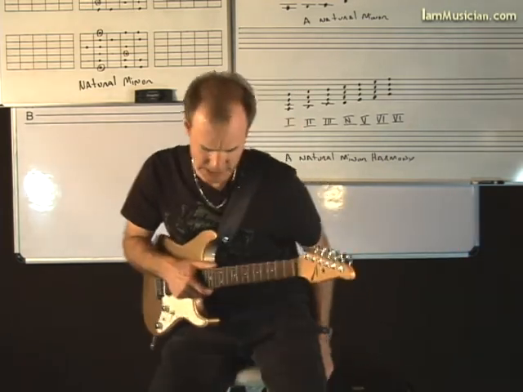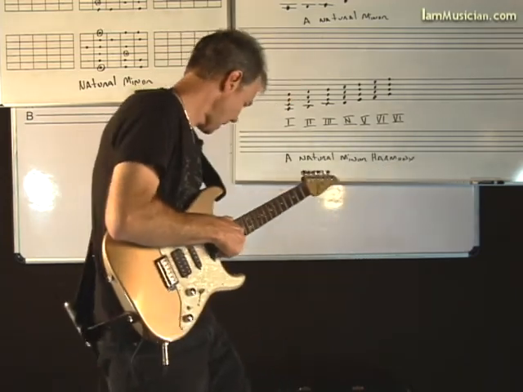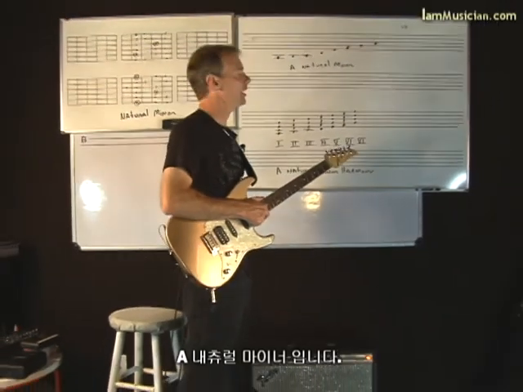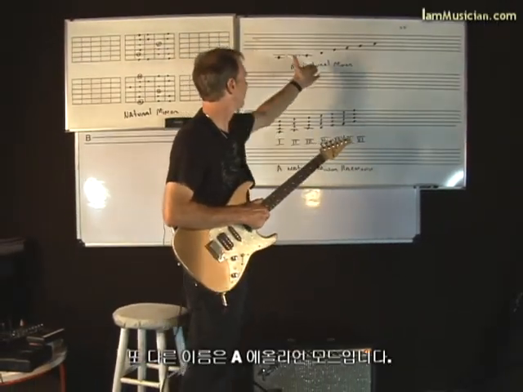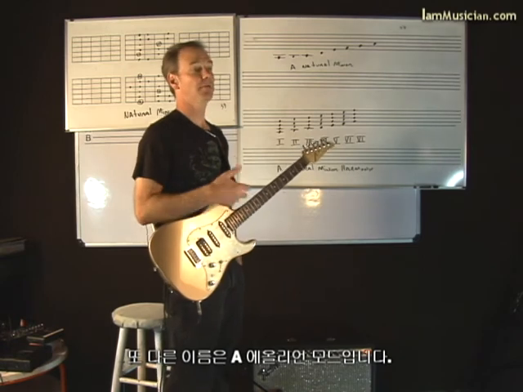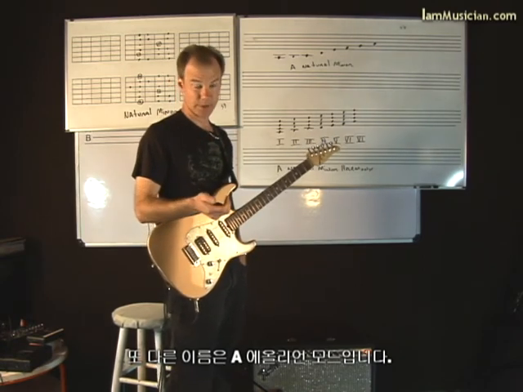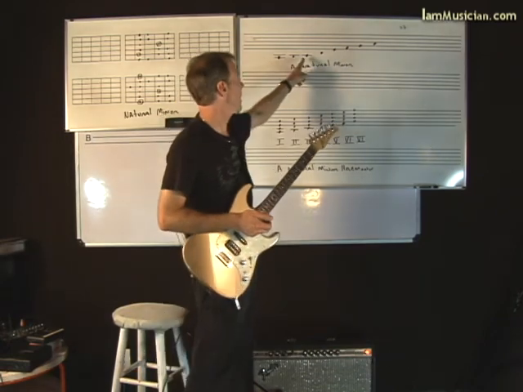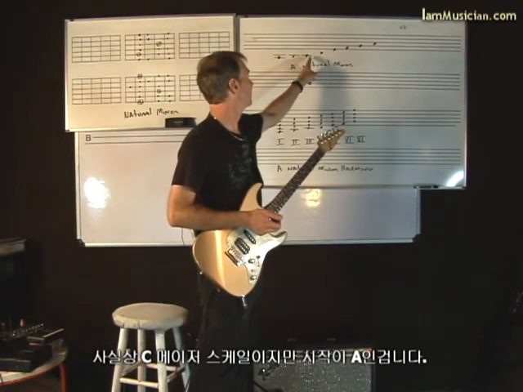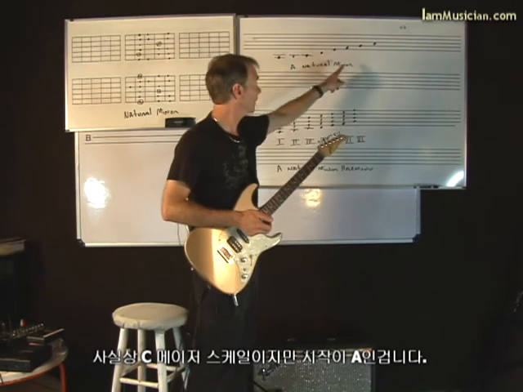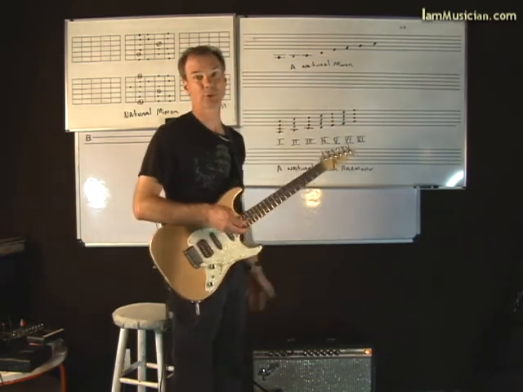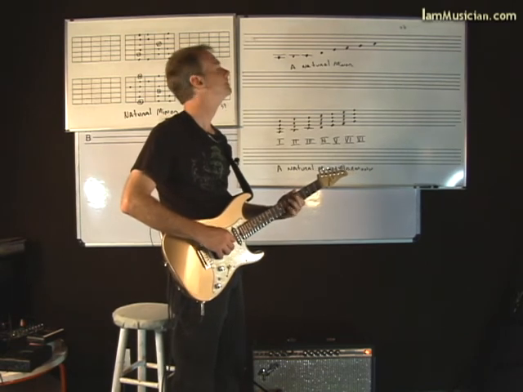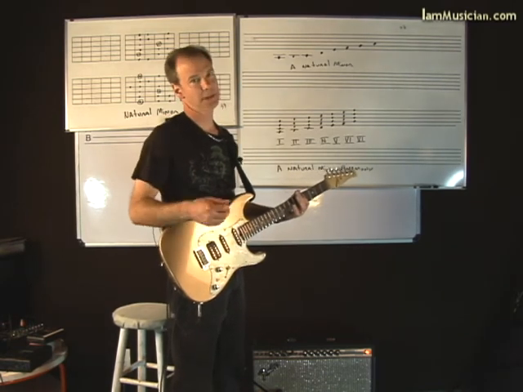So let's go ahead and take a look on the board behind me and examine what we know about A minor. In this case, I've written it on the board, A natural minor, which is another name for the Aeolian mode, which is the sixth mode of a major scale. So if you take the C major scale and start it not from C but from A, and go up to the octave, you get an A natural minor scale. It sounds like this. Okay, there's one octave of it.